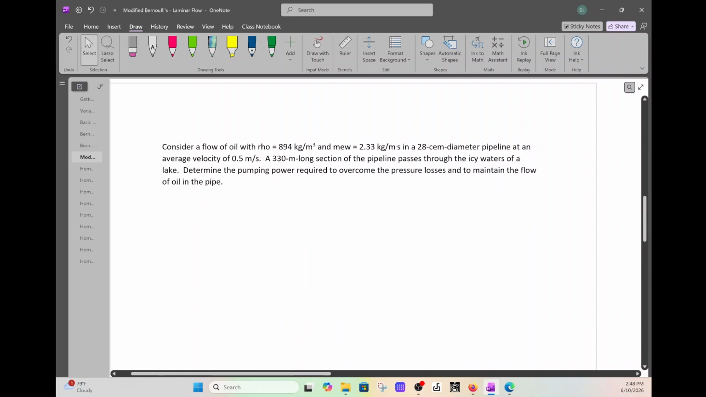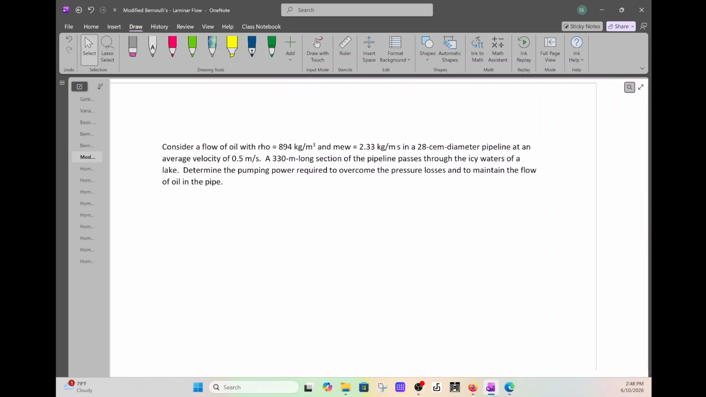Consider a flow of oil with rho equal to 894 kilogram per meter cubed and mu 2.33 kilogram per meter second in a 20 centimeter diameter pipeline at an average velocity of 0.5 meters per second. A 330 meter long section of pipeline passes through the icy waters of the lake. Determine the pumping power required to overcome the pressure losses and to maintain flow in the oil. So just to give you a reference, this is rho and this is mu. Okay.